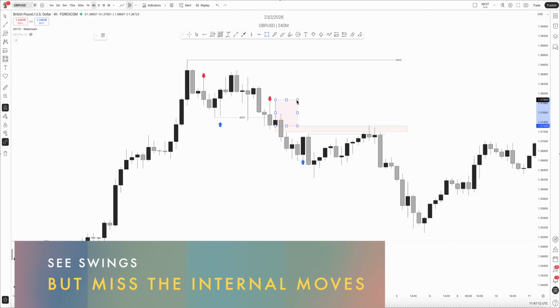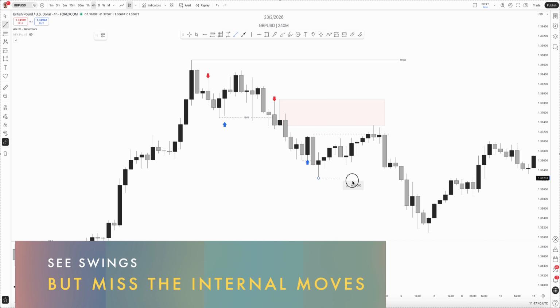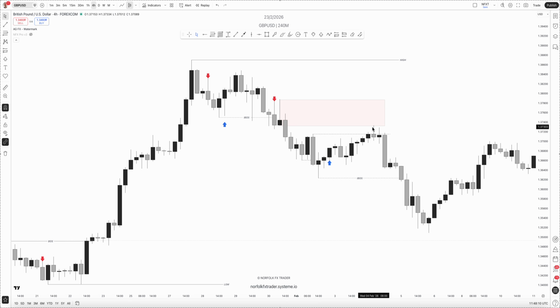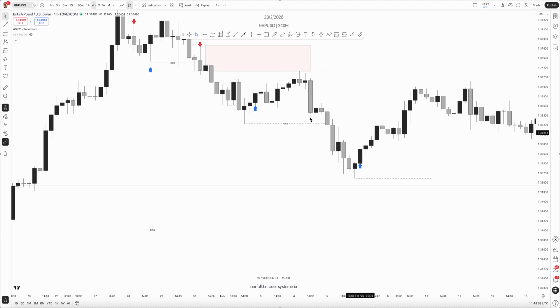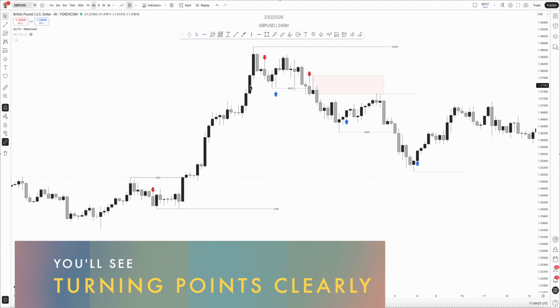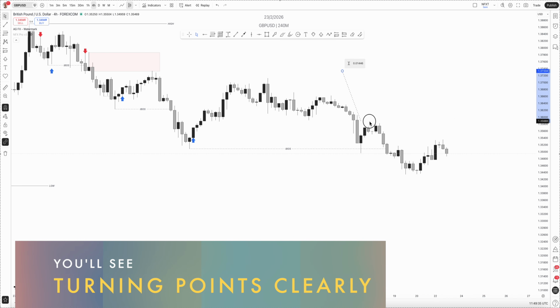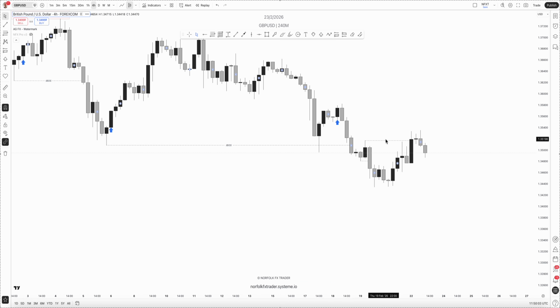Many traders can spot swings, but few can see the internal structure as price turns. Understanding this internal structure gives you crystal clear edge. You'll know exactly when price is ready to pivot and where setups are forming. I'll show you how to read it instantly and act with confidence.